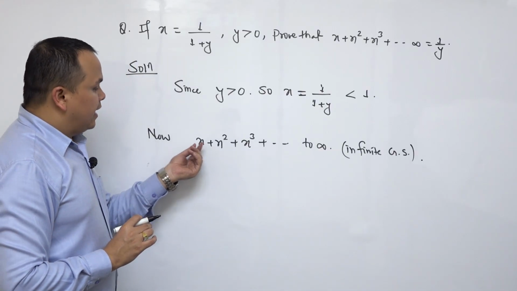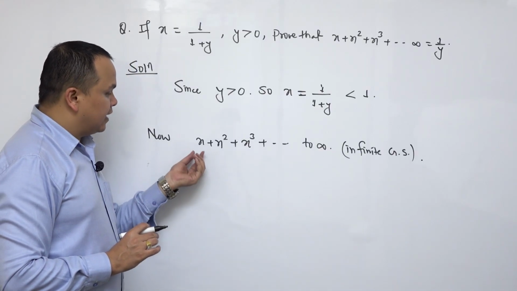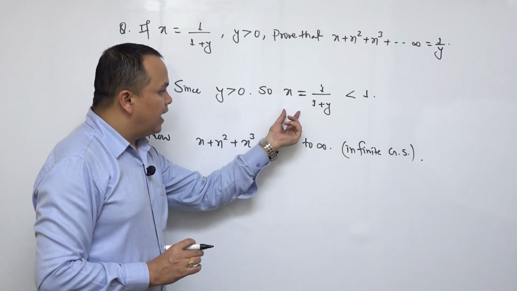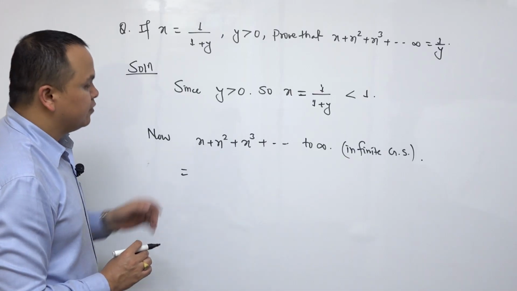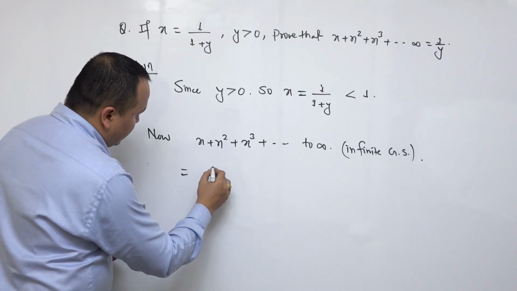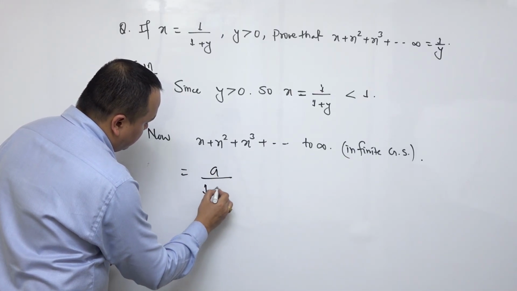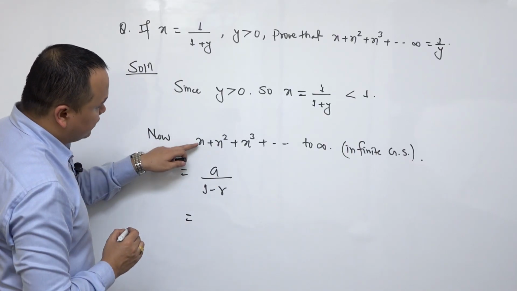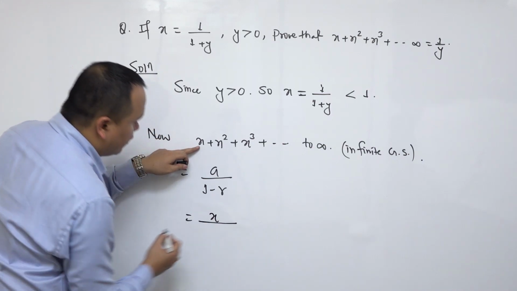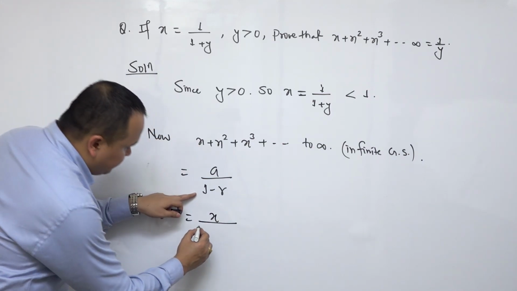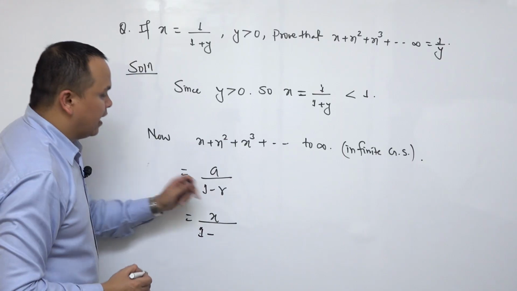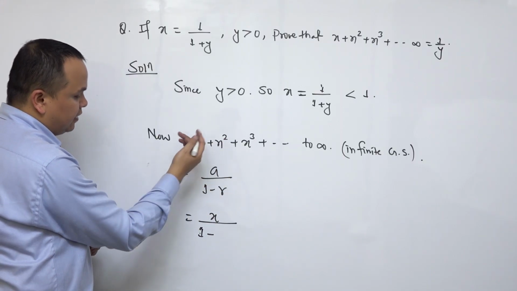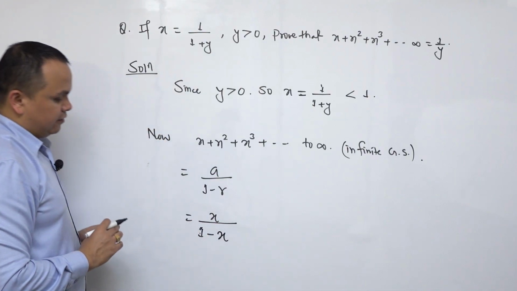And common ratio is x, and first term is again x. Here x is less than 1, the modulus of x is again less than 1. So it has a finite sum. By using formula a upon 1 minus r, a, your first term, is x upon 1 minus r. R is t2 by t1. X square by x gives x. So r is again x.